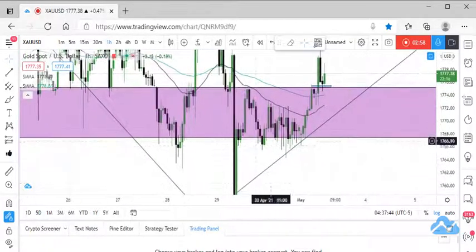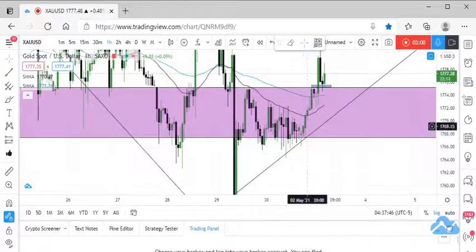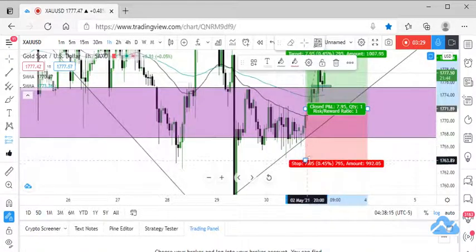But honestly, I did take this trade earlier once price was down in this area. I just got in. First trade I took was at 1772. So actually, price put me in right here. So my first trade was right here.